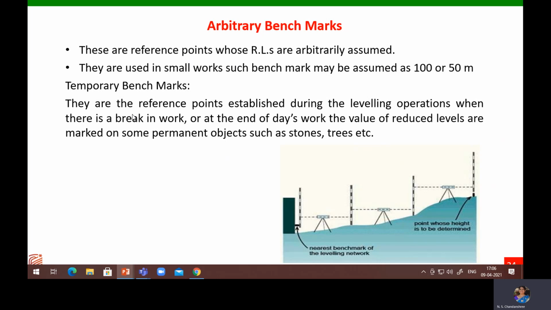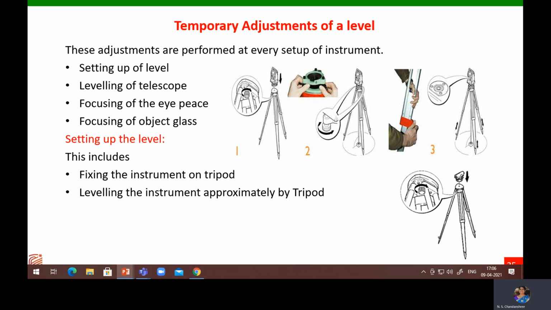Next it is temporary benchmarks. These are reference points established during the leveling operations when there is a break in work. Let us say there is a road construction project, and we have to end the survey after day 1, and continue again on day 2. So while ending the survey, we will fix a point where the last survey was done, so that it would be helpful for us to continue the next day. Those kinds of benchmarks are called temporary benchmarks.